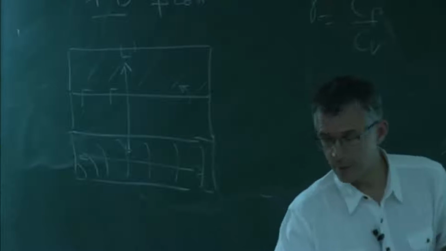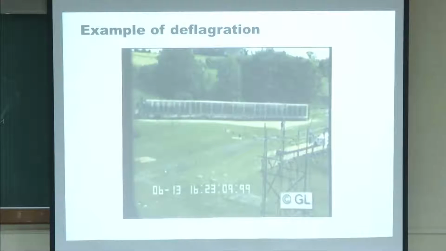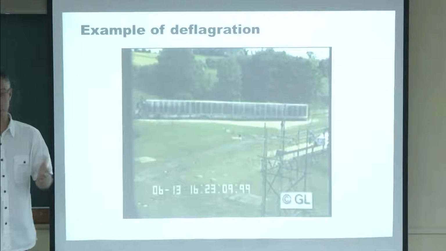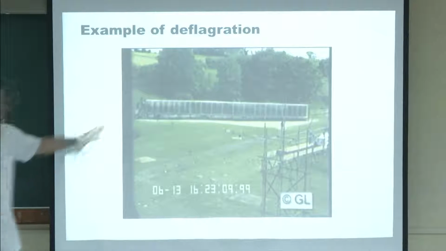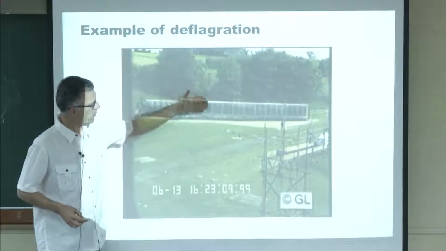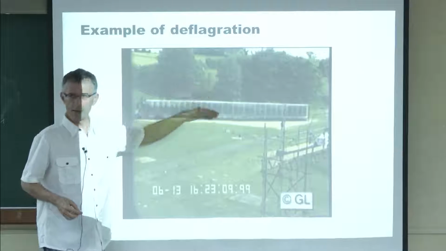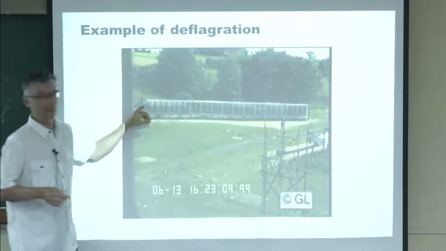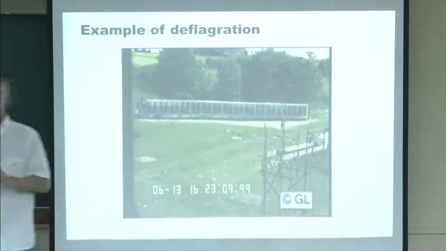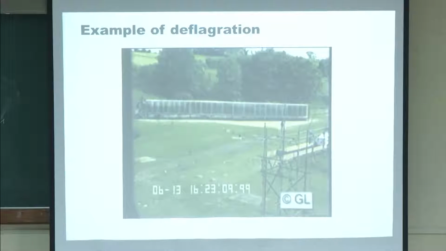So let me show you an example of deflagration. How do you do the experiment? Well, these guys really do that. You build a building like this one, which can be 20 meters long. You put air in it, and you have a film of plastic around the building. You put air, you put gas, you wait until everything is mixed, and then you ignite. Okay? And so this is an example of deflagration. Here, there will be no detonation.